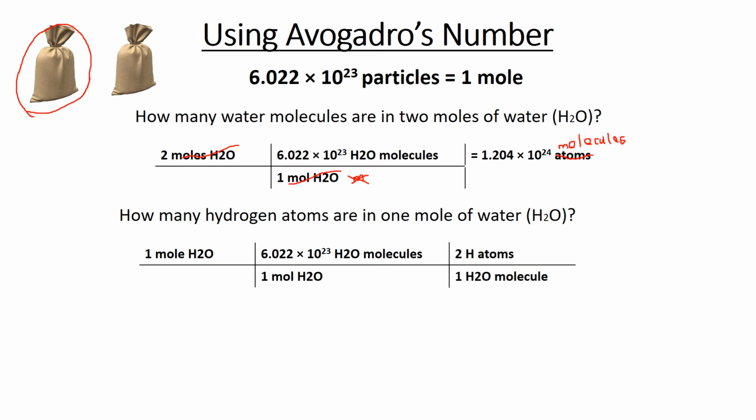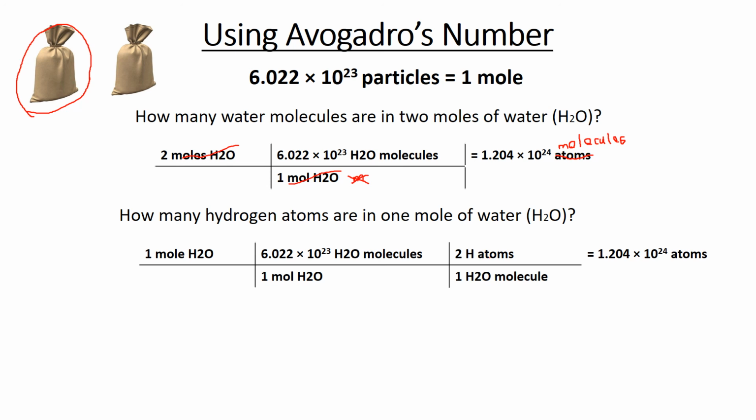Well, there are 2 hydrogen atoms in 1 water molecule. So that means that my mole of water contains 1.204 times 10 to the 24th atoms. Now, if you'll notice, one of these bags has as many hydrogen atoms as there are water molecules in 2 of these bags. That should make sense, because each water molecule contains 2 hydrogen atoms, right?